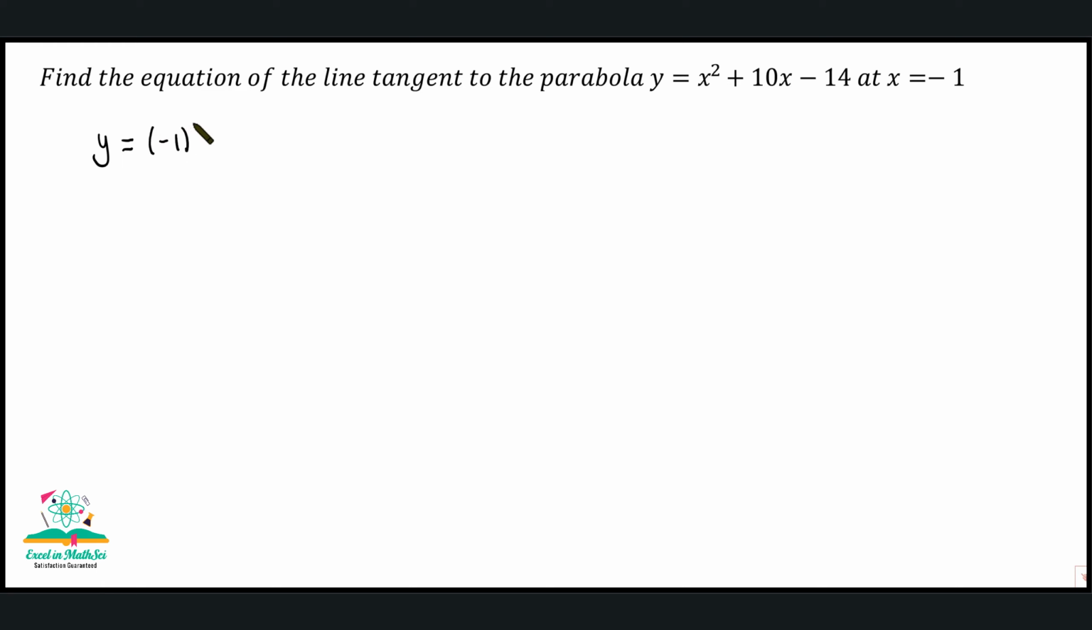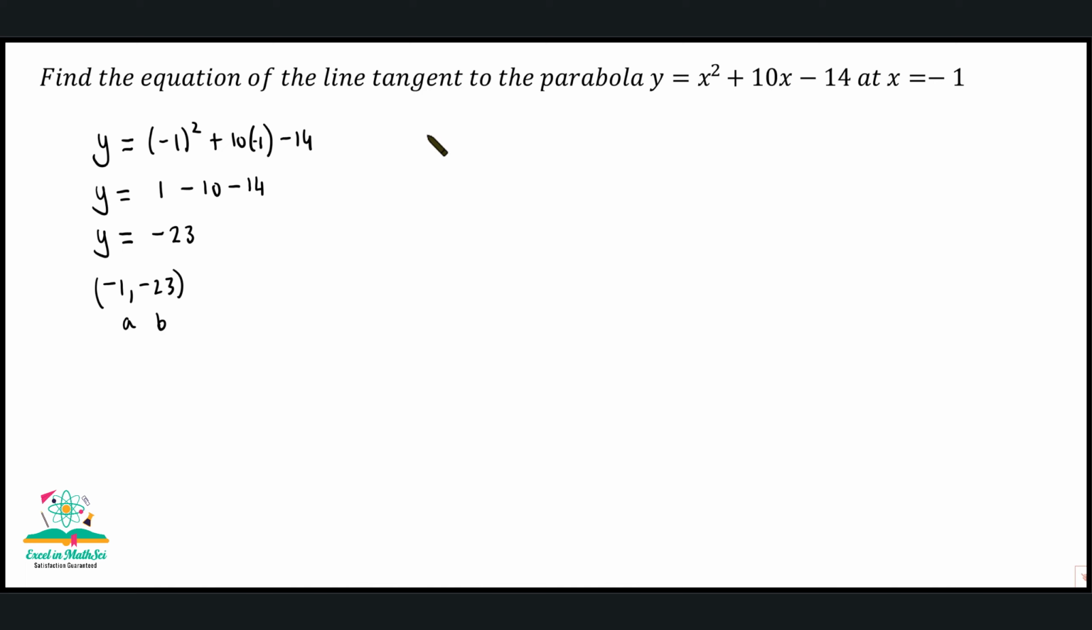So I get minus 1 all squared plus 10 times minus 1 minus 14. So that'll give me 1 minus 10 minus 14. So y is equal to, it'll be minus 24 plus 1, that's minus 23. So my coordinates are minus 1, minus 23. Now that's my a, b. Now I need the gradient.